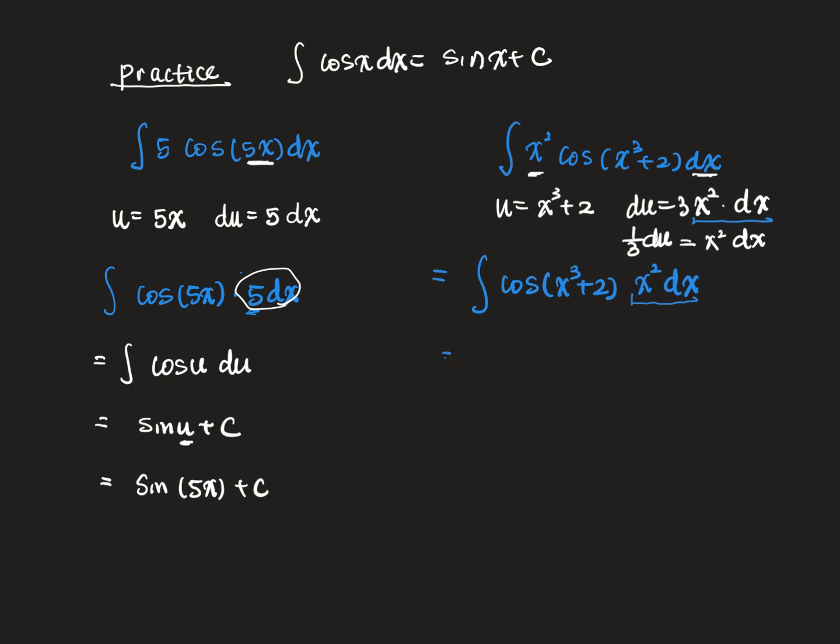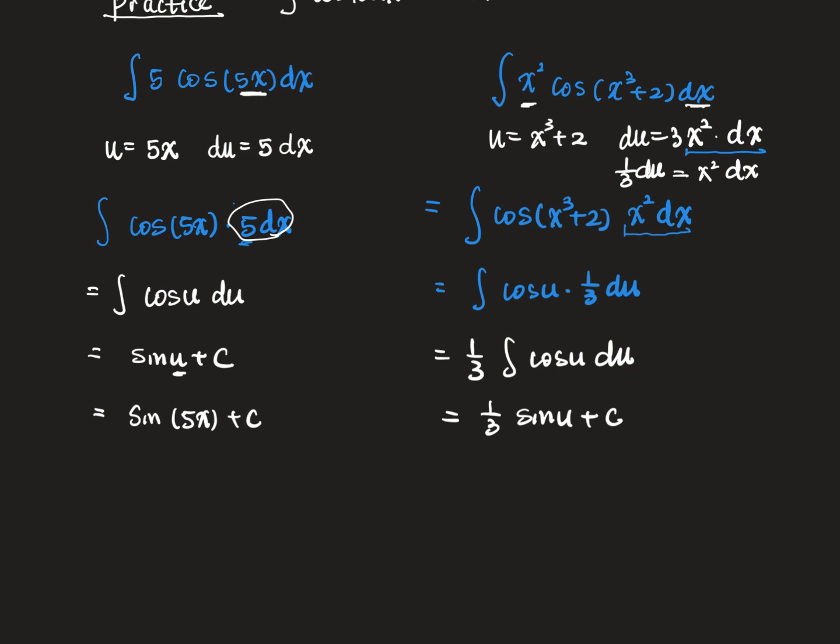So this one is the integral of cosine u times 1/3 du. The 1/3 goes in front of the integral: 1/3 integral of cosine u du. The antiderivative of cosine u gives 1/3 sine u plus c. You don't stop there; we need the function of x. So this is 1/3 sine of x cubed plus 2, plus c. That's how you find the indefinite integral using substitution.